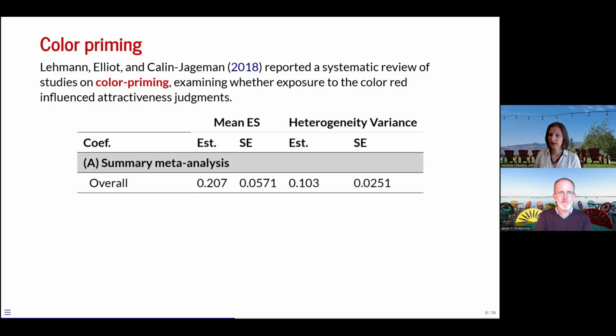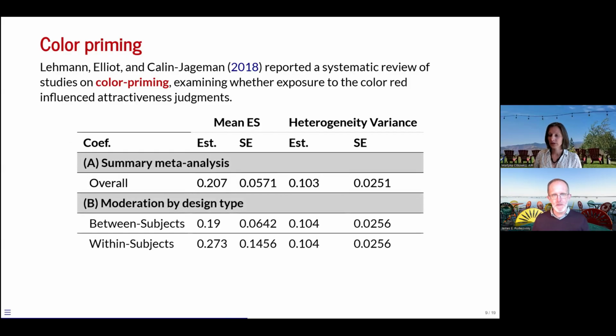Now, if we run a standard random effects model that accounts for the clustered structure of the data, again, effect sizes clustered within studies, but it does not account for selective reporting, the overall effect is roughly 0.21. If we add a moderator, specifically design type, into the analysis, we find that the average standardized mean difference effect size for studies with between-studies designs are about 0.19, and the studies with within-subjects designs are about 0.27.